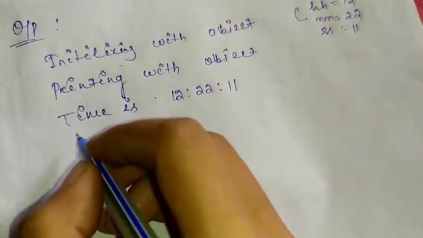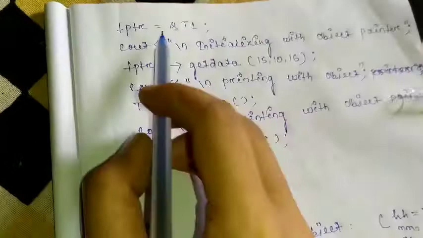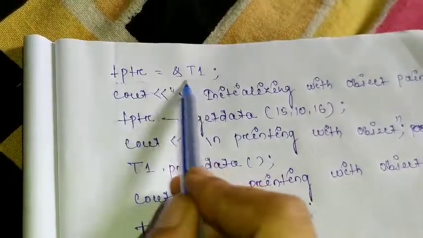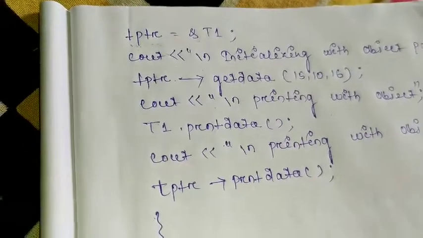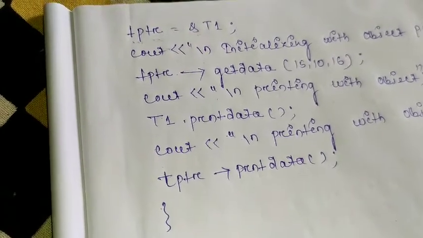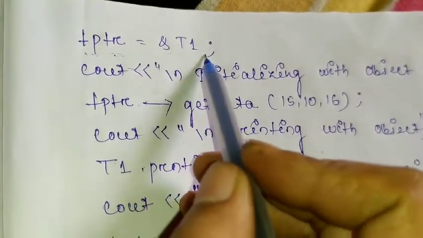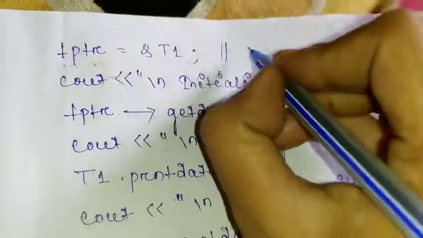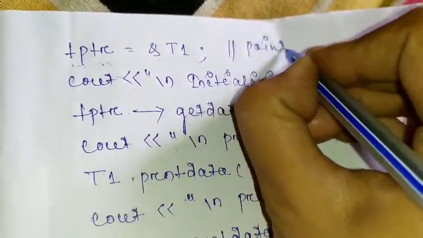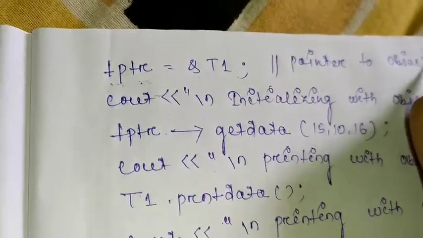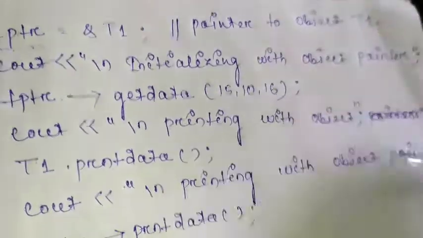Next we will declare the pointer to this. That means, as in other types of variables or in other programs, we initialize the pointer value with another variable. It is a pointer to the object T1.